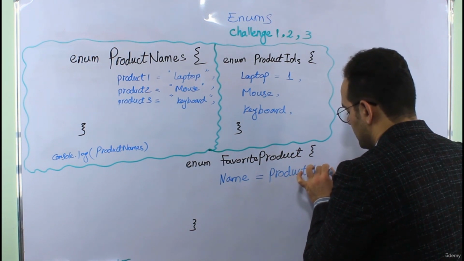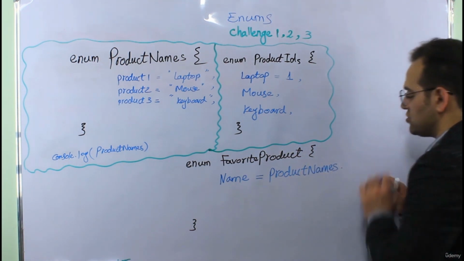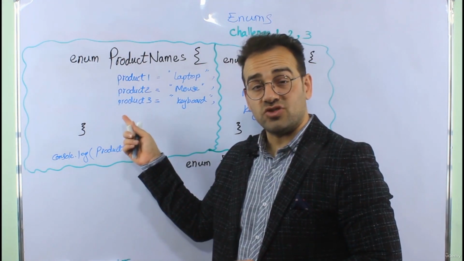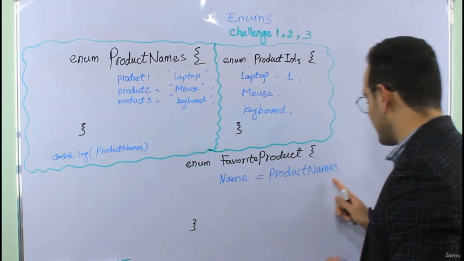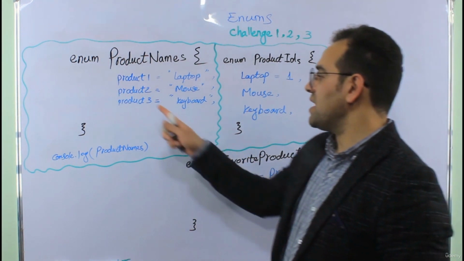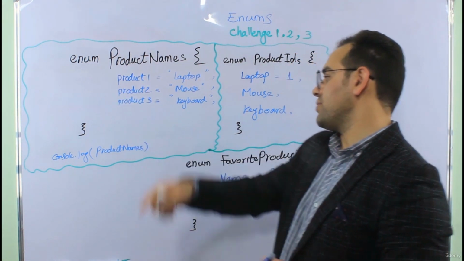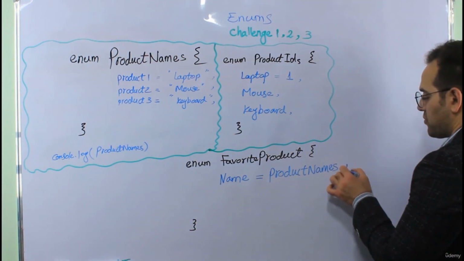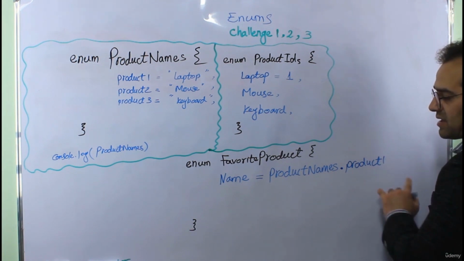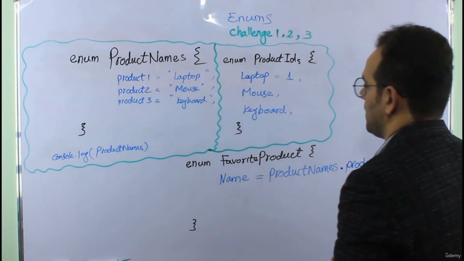Product names. And as soon as I do the dot notation, since this actually produces a JavaScript object, we have access to this dot notation. And as soon as I do that, we have access to product 1, 2, or 3. And I want to grab product 1. And what is this going to give me? This is going to give me a laptop.